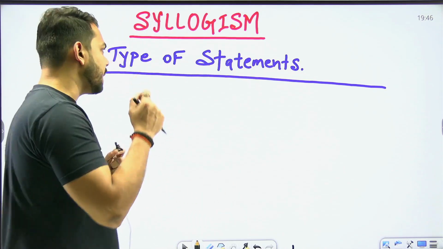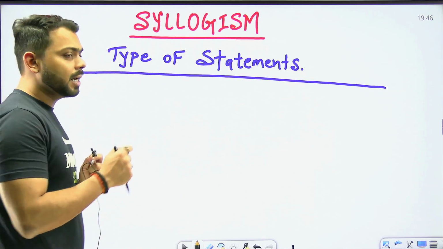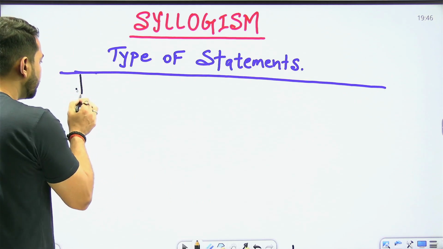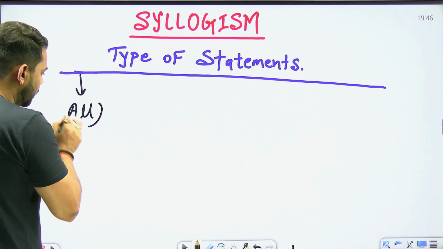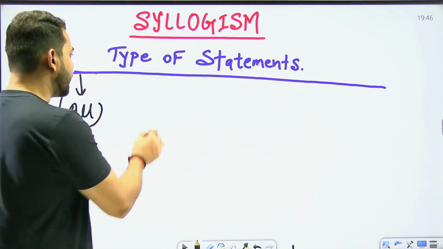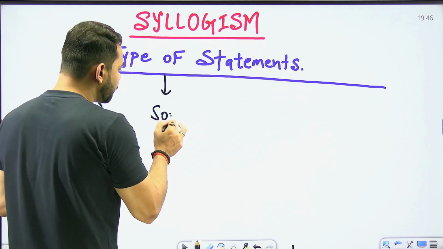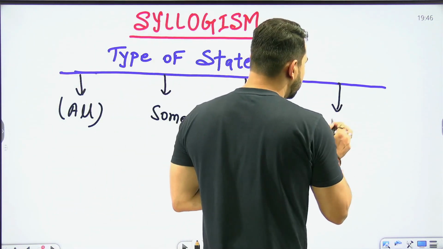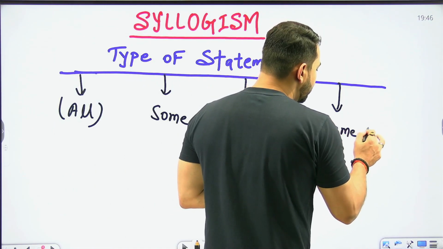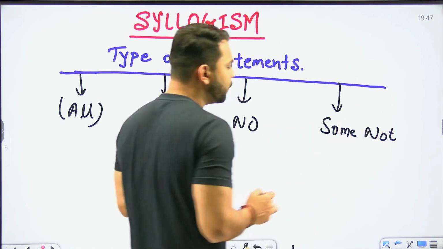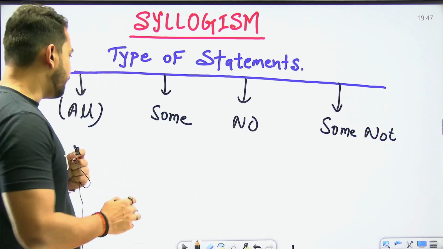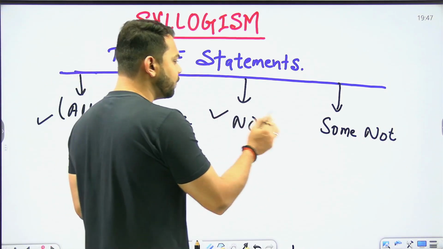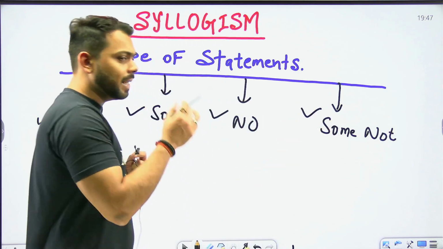If we talk about the types of statements, there are four types of statements in syllogism. The first one is all, the second is some, the third is no, and the fourth is some not. Right? So there are four types of statements in syllogism. The first is all type, the second is some type, the third is no type, and the fourth is some not type.